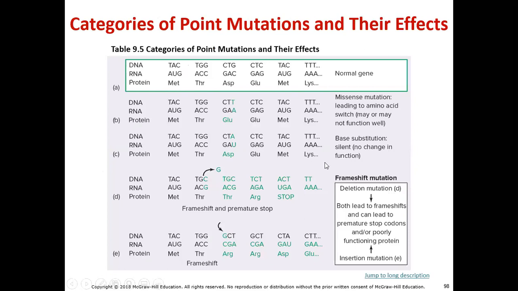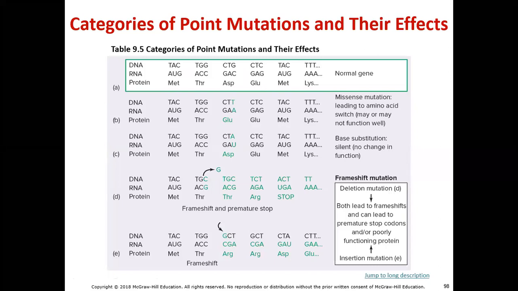So categories of point mutations, and this shows you a frame shift or premature stop. A frame shift is where the code is read from a different position. Obviously, a stop codon will, as I said, lead to a shortened protein. A missense mutation is one in which the actual amino acid changes. The protein may not work as well.